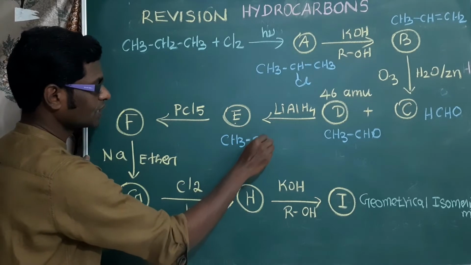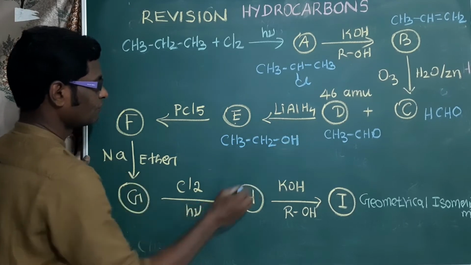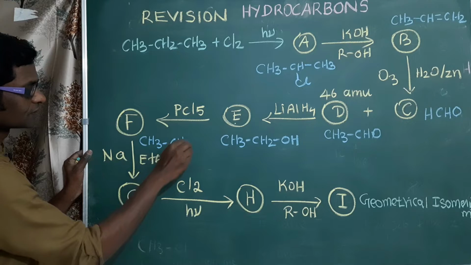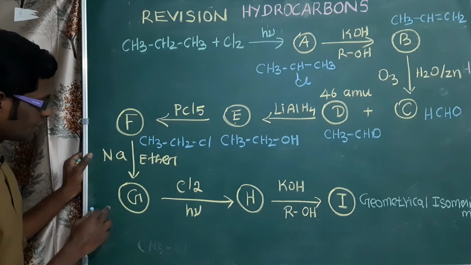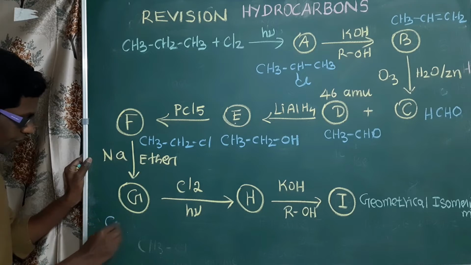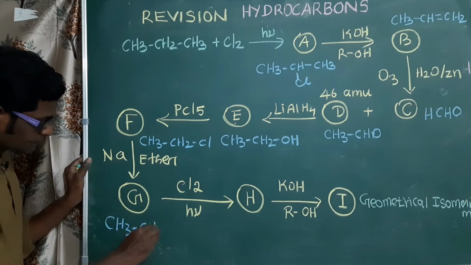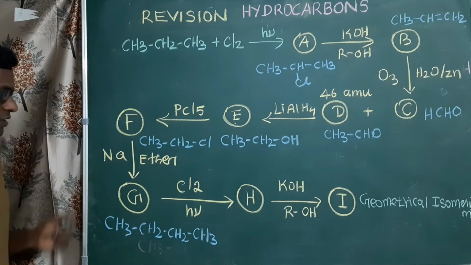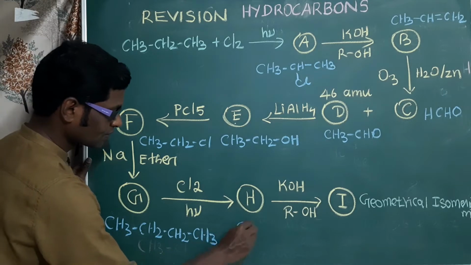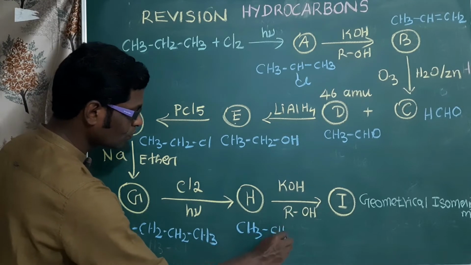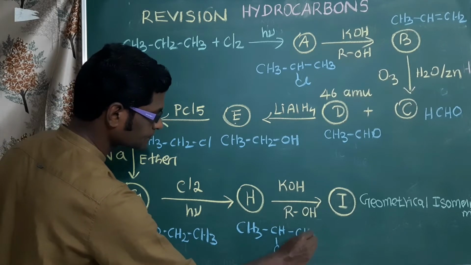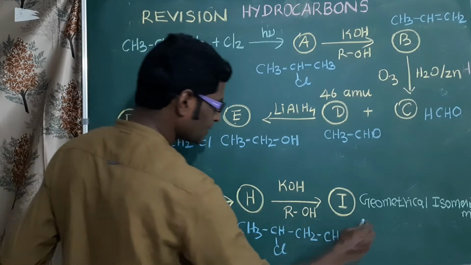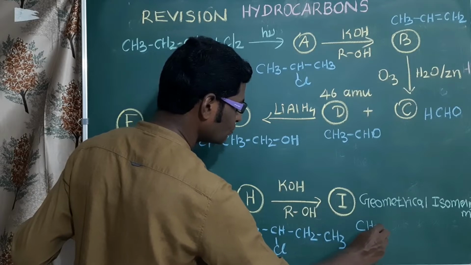When ethanal is treated with lithium aluminum hydride, it acts as a reducing agent. Ethanal is reduced to ethanol. When ethanol is treated with phosphorus pentachloride, we will get chloroethane. This chloroethane treated with sodium in presence of ether, we will get butane. When butane is treated with chlorine in presence of light, we will get chlorobutane, 2-chlorobutane. This 2-chlorobutane undergoes beta elimination, we will get 2-butene.